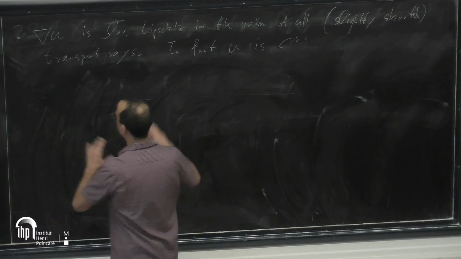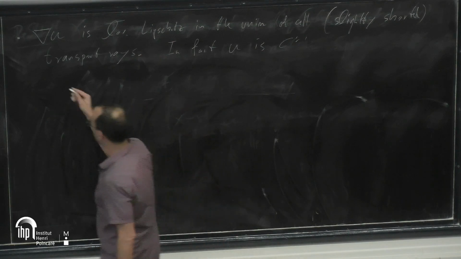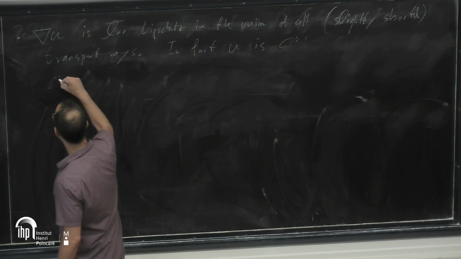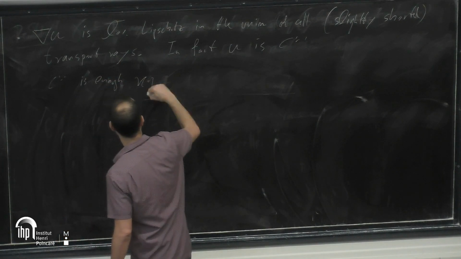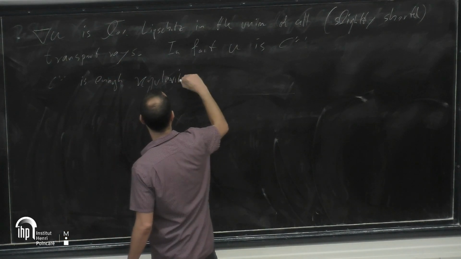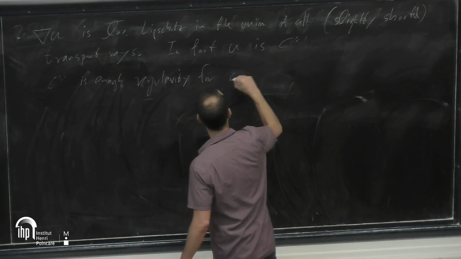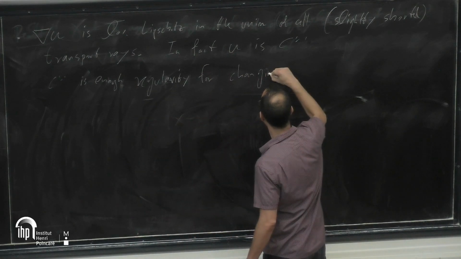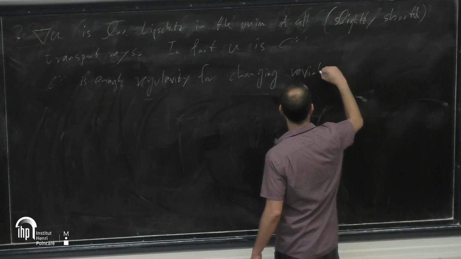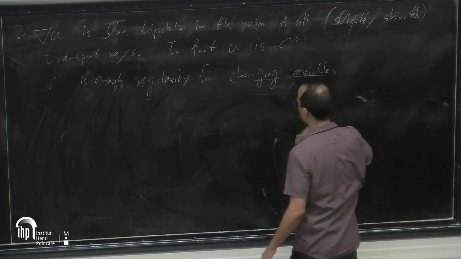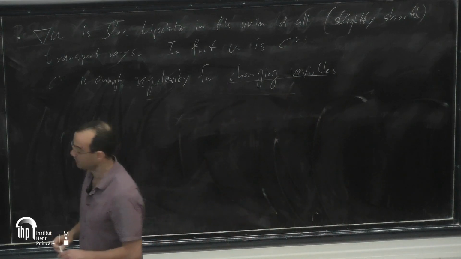Okay, so I will not do the regularity theory, but the thing is that this, C^{1,1}, is enough regularity for changing variables. And basically, we want to do something like polar coordinates, some change of variables, so it's good to know that you can do that. Now let me explain how you change variables.